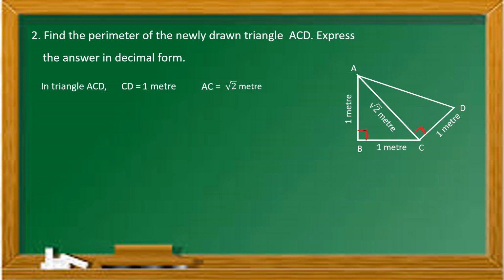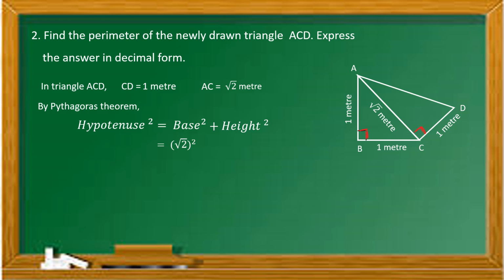Now what can you find? Yes, by using Pythagoras theorem we can find AD. What is Pythagoras theorem? Hypotenuse square equal to base square plus height square. That is, base is 1 meter, height is root 2 meter. Okay, we get root 2 the whole square plus 1 square.